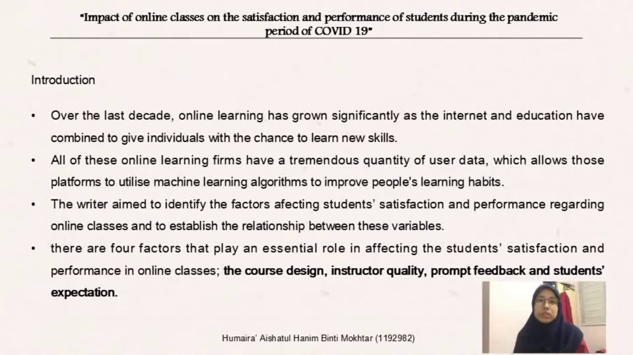According to the journal, the writer aimed to identify the factors affecting students' satisfaction and performance regarding online classes and to establish the relationship between these variables. According to the author, there are 4 factors that play an essential role in affecting the students' satisfaction and performance in online classes, which are the course design, instructor quality, prompt feedback, and students' expectation.